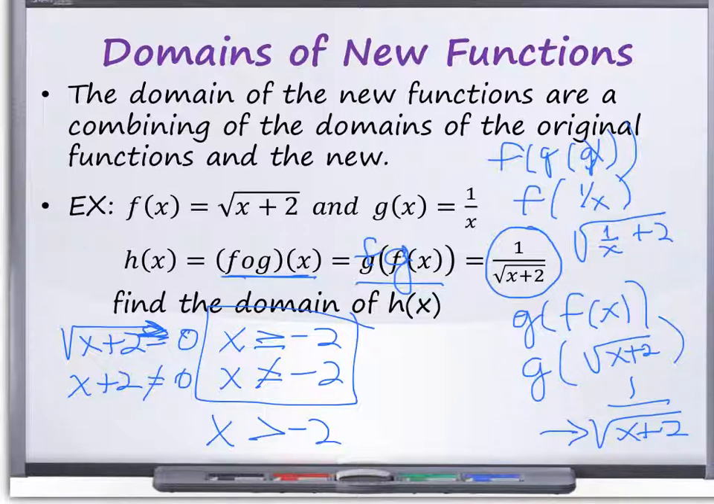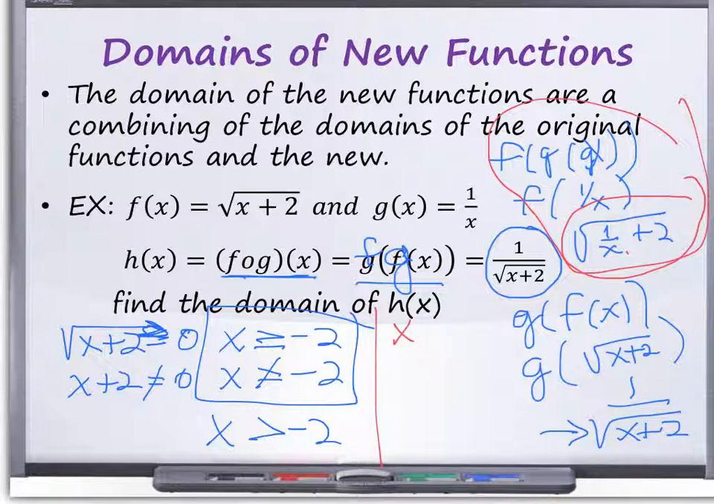For this other function, the constraints are that x can't be 0, but I also have that 1 over x plus 2 has to be greater than or equal to 0. So I'm going to move the 2 over. I get 1 over x is greater than or equal to negative 2. I have to multiply both sides by x in order to get the x out of the denominator.